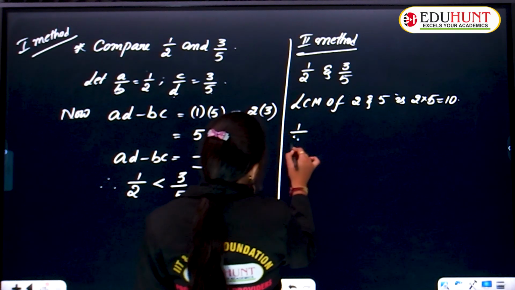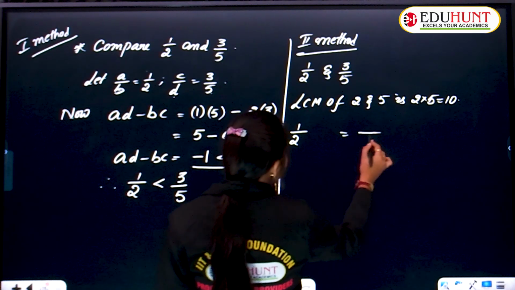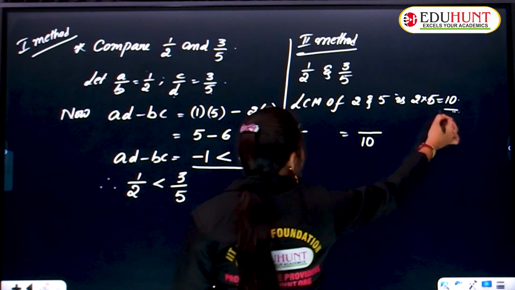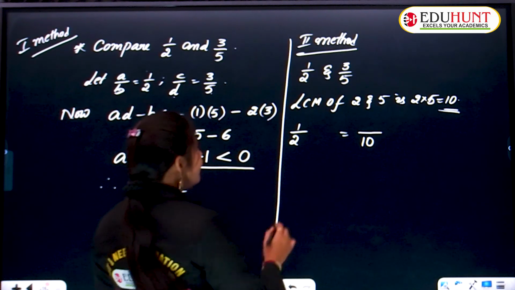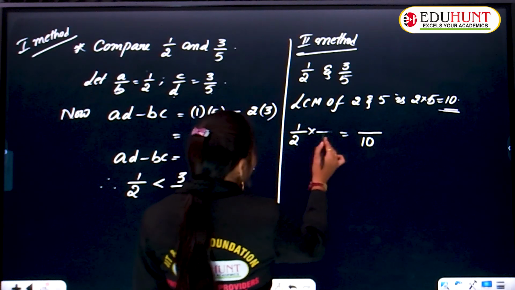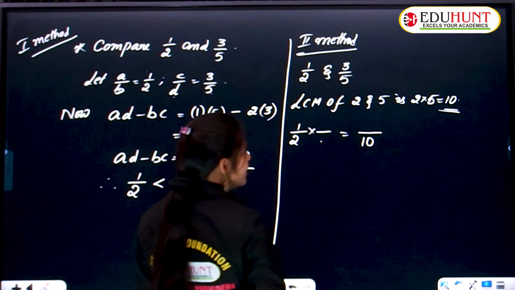Now the denominator must be equal to the LCM, that is 10. This is the given fraction, the given rational number. 2 into how much is equal to 10 here?